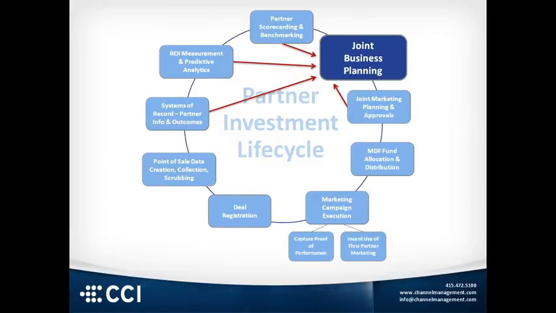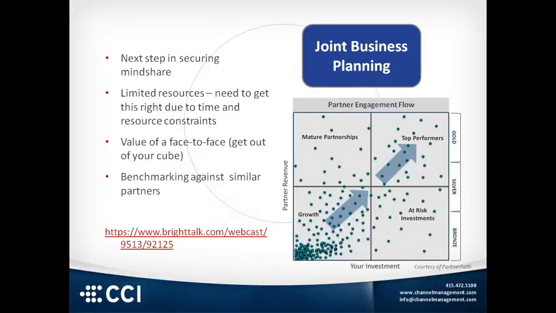So the next step in the loop is joint business planning. So after you've scorecarded, you've taken some measurements, you've looked at your partners from a data standpoint, and you're starting to get an idea of which are the ones that you see as your potential growth partners that you want to work with. You're going to move into joint business planning. And this is where you start to get out of your cube, you meet with your partners, and you start to align and set win-win strategies and goals for mutual benefit across you and your partner.